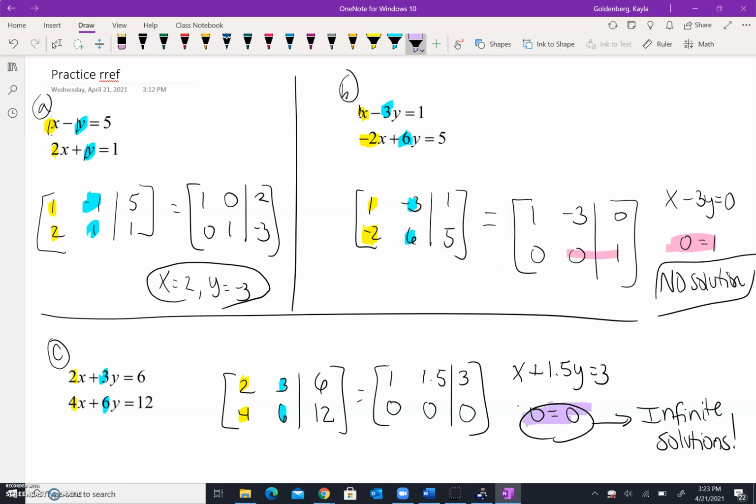Similarly, getting 0 equals 0 means infinite solutions. That means the first line is representing the line, the equation of the line, for which anything on that line is technically a solution because they overlap.